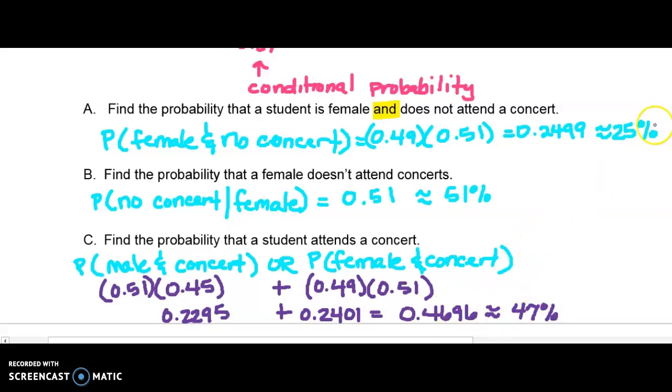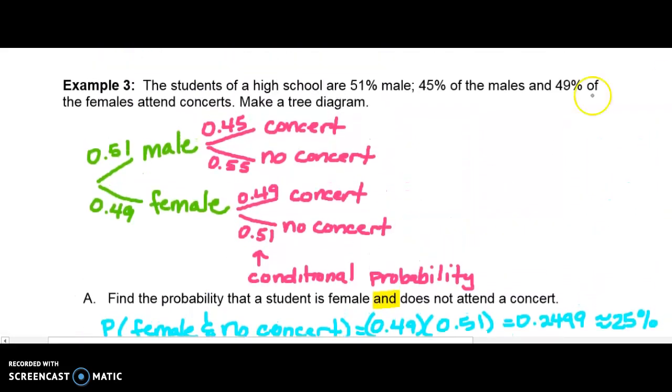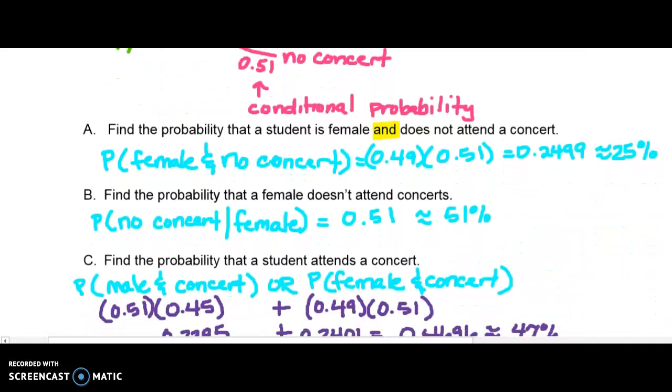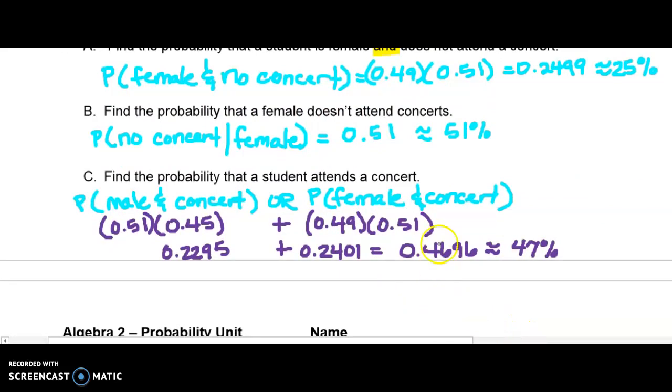So again, just to go back and look at it here, male and concert would be this 0.51 times the 0.45, and then you have female and concert, so 0.49 times another 0.49, and then that together is going to give you your total here. Oops, and I messed up here. This should not be a 0.51. It should be a 0.49. And now that should work out good. So just a mistake on my part.